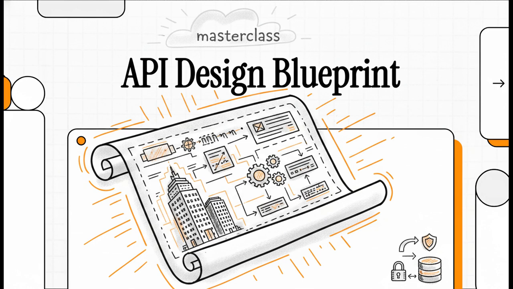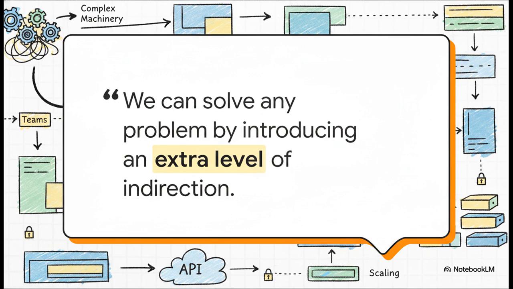Let's get started. Let's actually kick things off with a quote that's often referred to as the fundamental theorem of software engineering. Butler Lamson famously said, "We can solve any problem by introducing an extra level of indirection." And honestly, that is exactly what APIs are. They're the ultimate abstraction layer. They allow completely different systems, different teams, and different tech stacks to just seamlessly communicate without anyone needing to understand the complex, messy machinery under the hood of the other components.